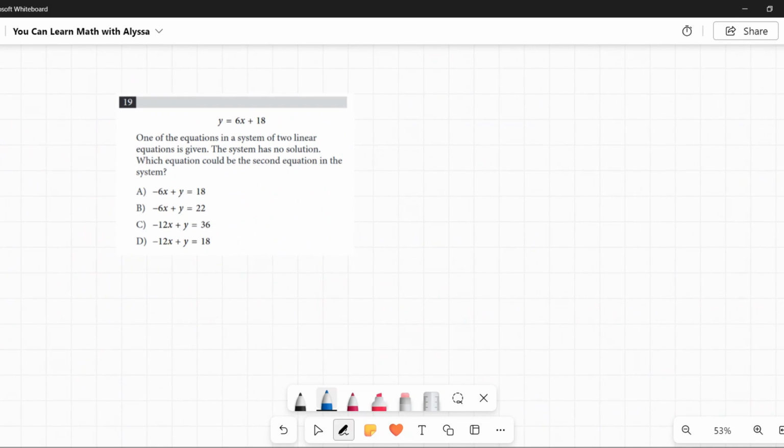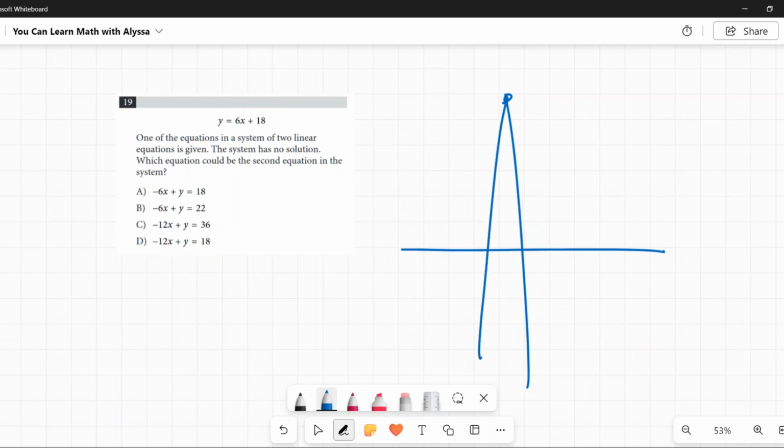Number 19, y equals 6x plus 18. One of the equations in a system of 2 linear equations is given. The system has no solution. Which equation could be the second equation in the system? Right, so y equals 6x plus 18. This is a line. It has a y-intercept up here around 18. That's what that 18 there means. And that 6 means it has a very steep positive slope.